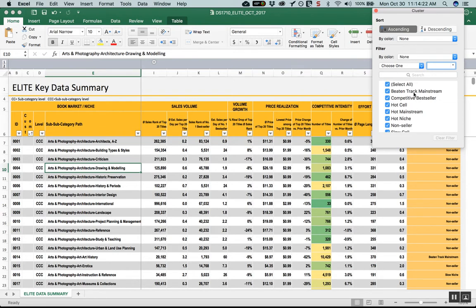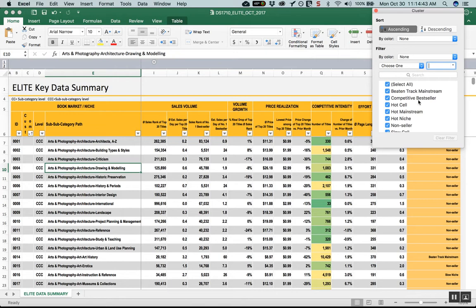People are there to buy because of price. Everything to them is the same. So when you have the beaten track mainstream, what you're looking at is people who are interested in books. They know their categories and they want to get what is going to be the best price or free or whatever. So we don't want to go in there.